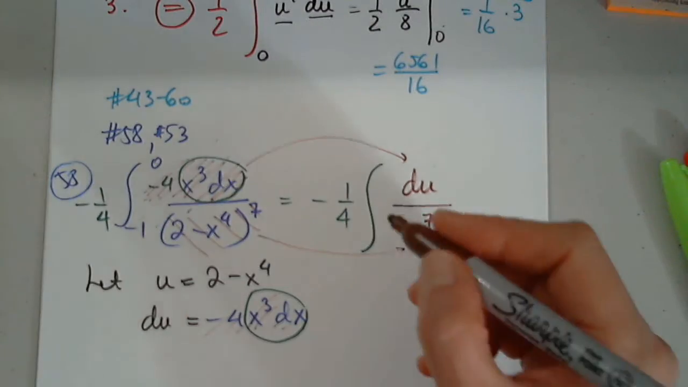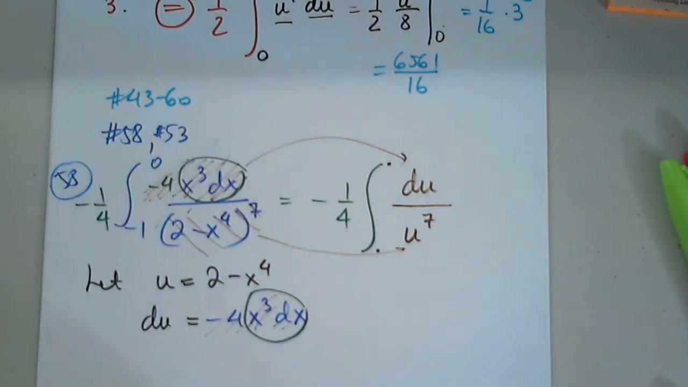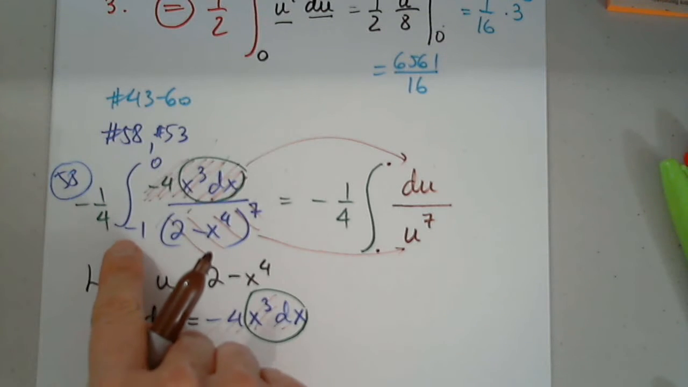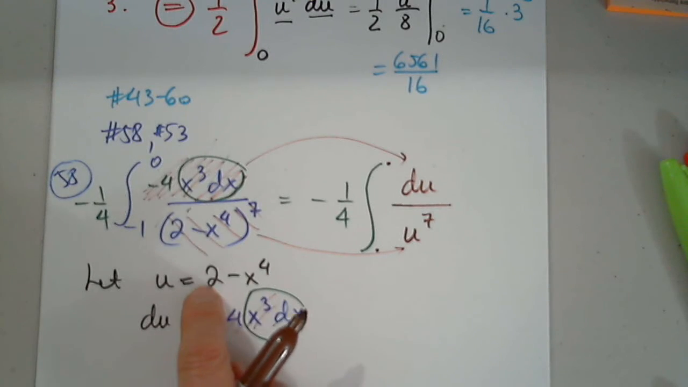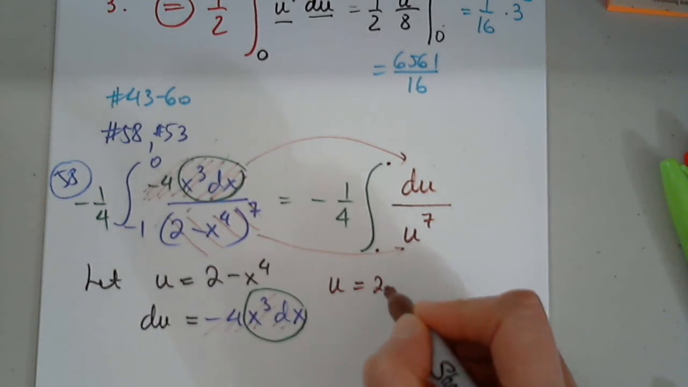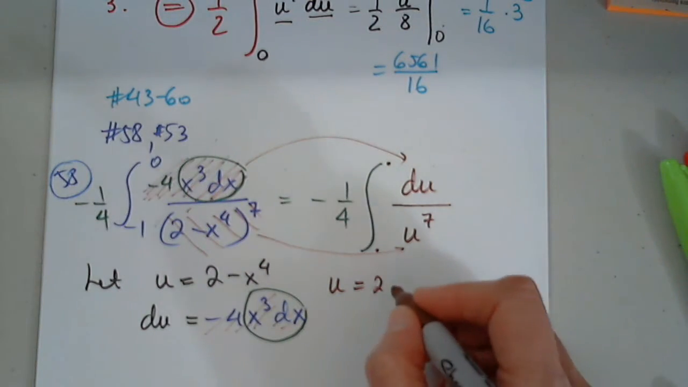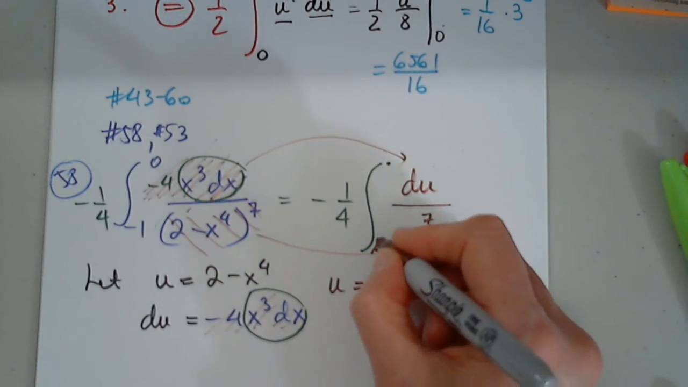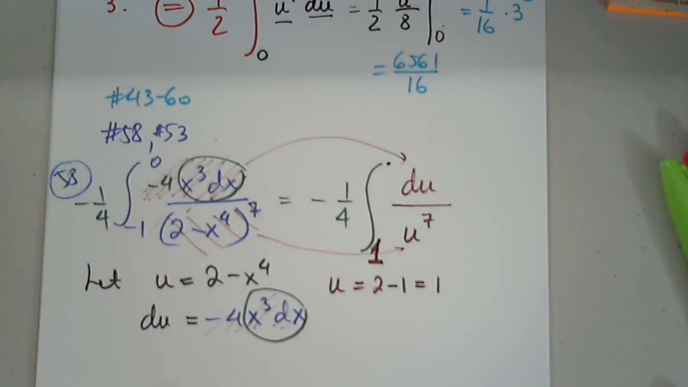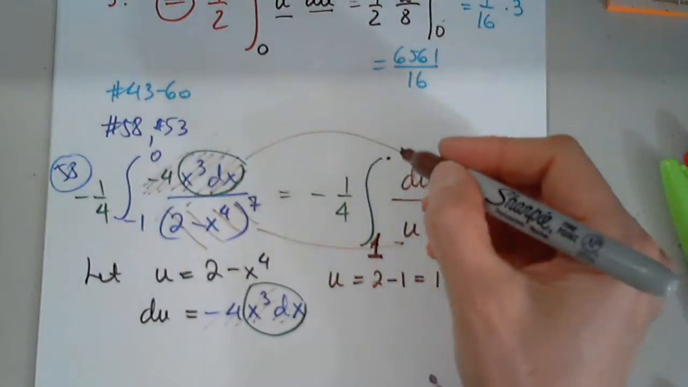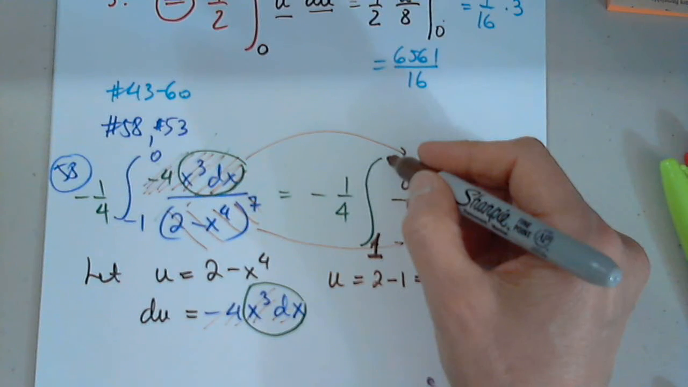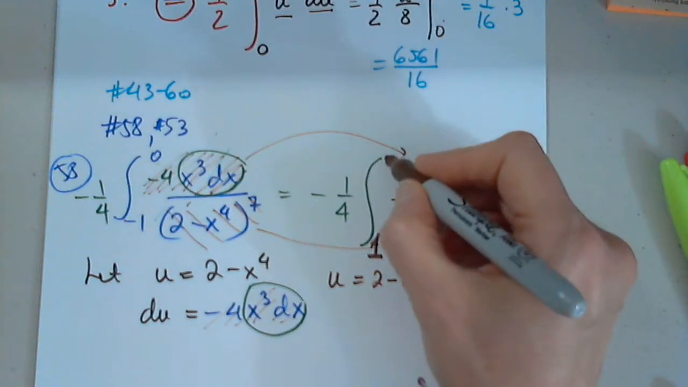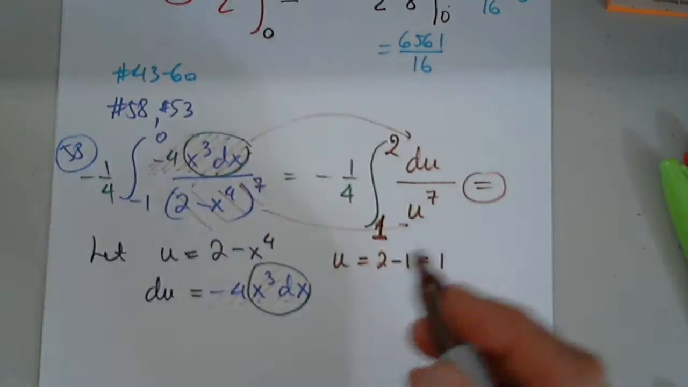Now we cannot continue. I need this and I need this. The lower limit for u is obtained when x is negative 1. So let's plug it in and see what we get. So u equals 2 minus negative 1 to the fourth, which is still 1. So minus 1, that will be 1. So this will be the lower limit. When I plug in 0 here, what is the upper limit? Maybe you said it, but I didn't hear it. 2. That's it. Done. So now I continue.